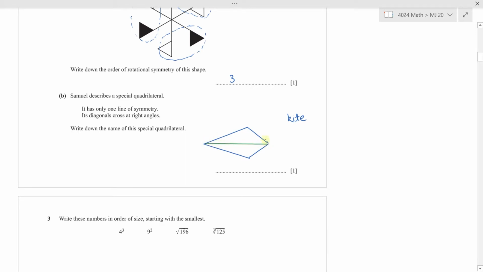And this is the only line of symmetry that this kite has, which is also the diagonal. And the other diagonal that I have is this line here. So these two diagonals, they cross at a 90-degree angle. So this is 90 degrees. So a kite has only one line of symmetry, which is this green line. And once you draw the two diagonals, they cross at right angles, 90 degrees here. So your answer here will be a kite.